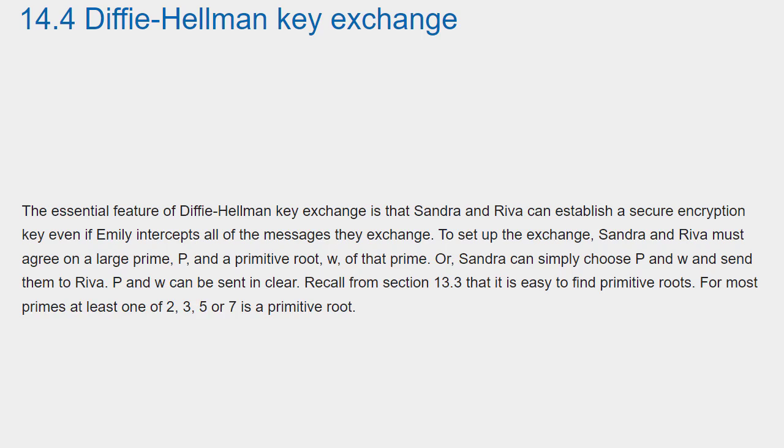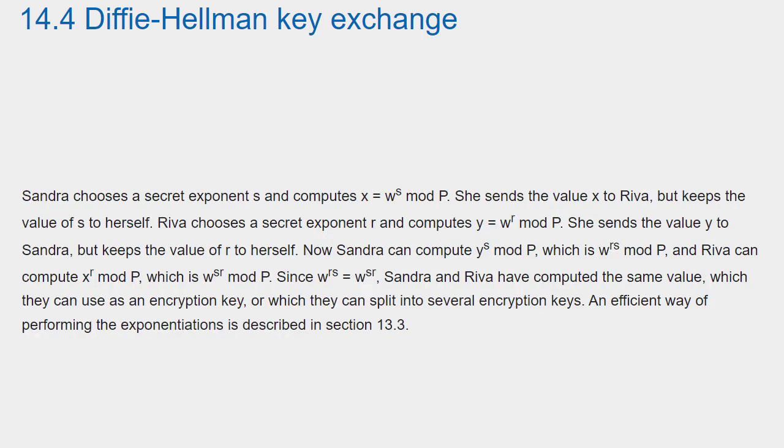Recall from section 13.3 that it is easy to find primitive roots. For most primes, at least one of 2, 3, 5 or 7 is a primitive root. Sandra chooses a secret exponent S and computes x equals w to the power of s mod p. She sends the value x to Riva, but keeps the value of s to herself. Riva chooses a secret exponent r and computes y equals w to the power of r mod p. She sends the value y to Sandra, but keeps the value of r to herself.